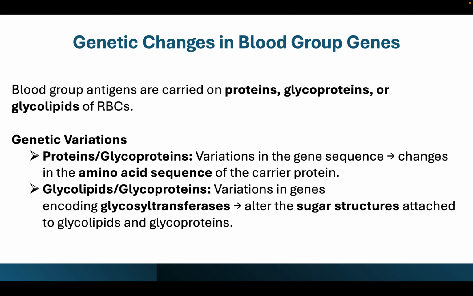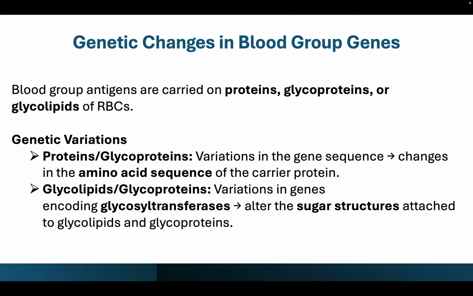Genetic variation means genetic mutation, so there is a change in the DNA sequence. As a result, the encoded carrier protein, or the enzyme that helps synthesize the sugar, the carbohydrate, will be affected. This also affects antigen expression.